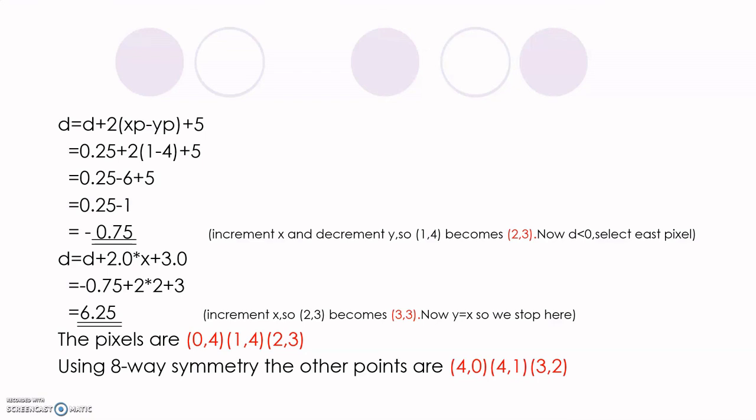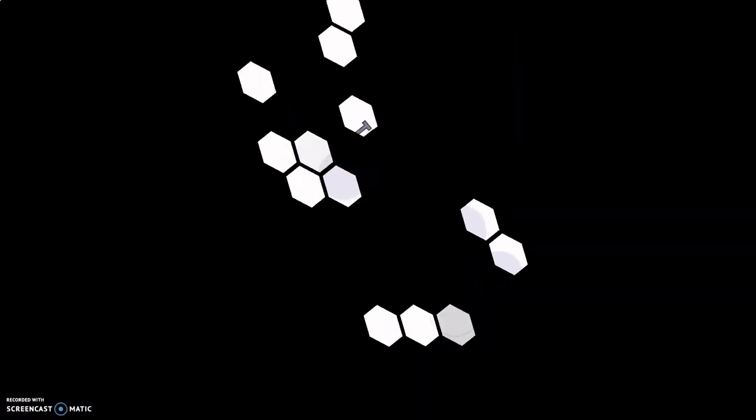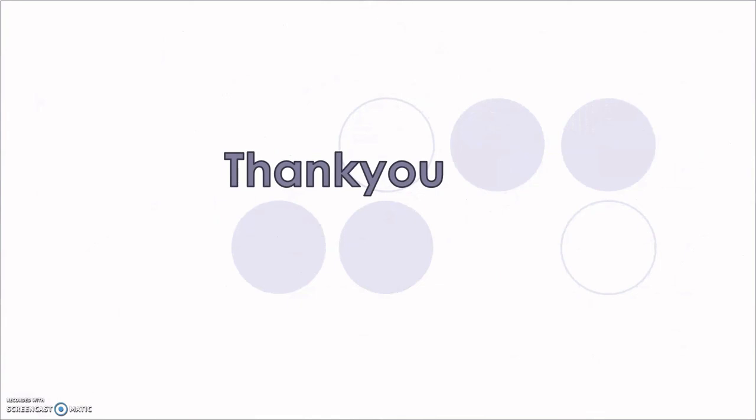And using 8-way symmetry, the other points we plot are (4, 0), (4, 1) and (3, 2). Now we are plotting it like this. Since it is a circle, I have drawn a rough picture of a circle in the first quadrant. So this is the Bresenham midpoint circle algorithm. Thank you so much for listening.